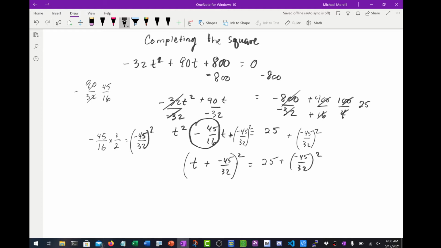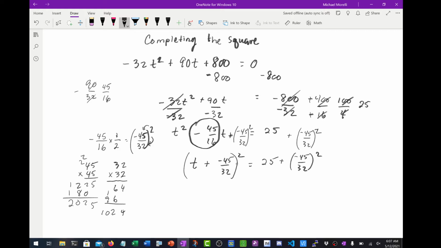So the way we square a fraction is we square the numerator and we square the denominator. So I need to do 45 squared. Five times 5 is 25. 4 times 5 is 20, plus 2, 225. This is 2025. And then I have to square 32. 32 times 32. 2 times 2 is 4. 3 times 2 is 6. 2 times 3 is 6. And then 9. 1024.